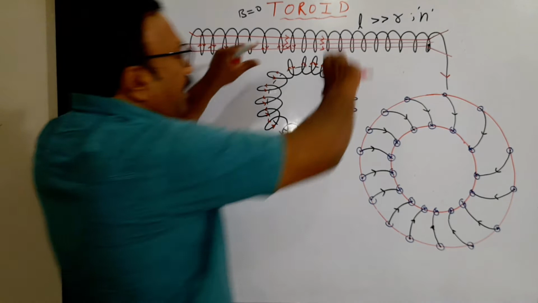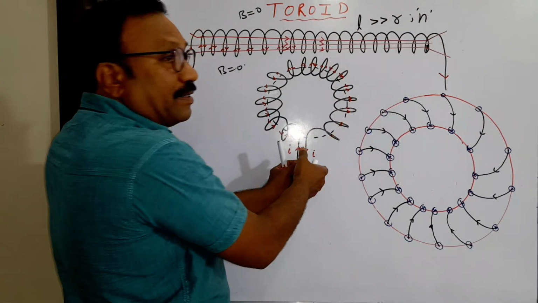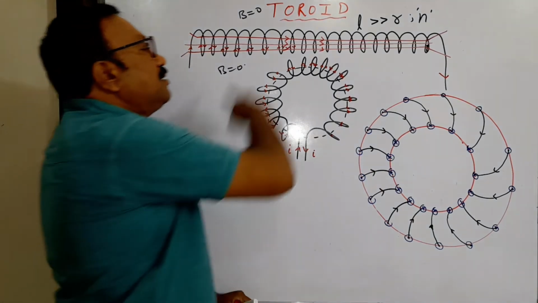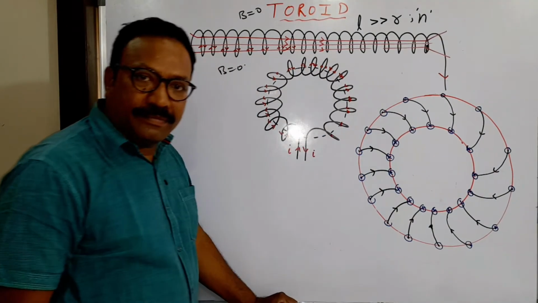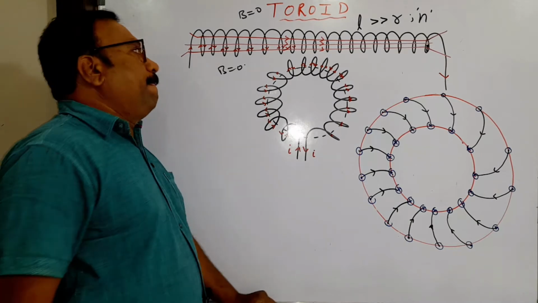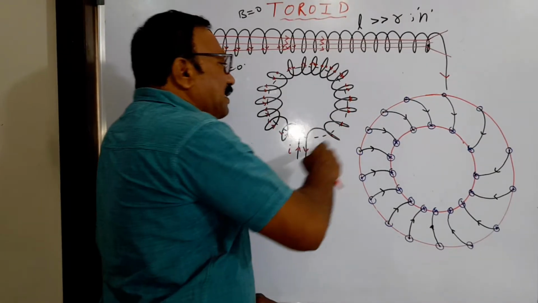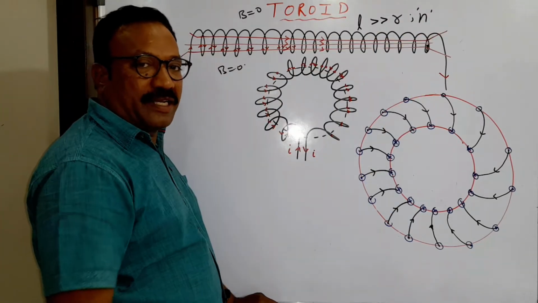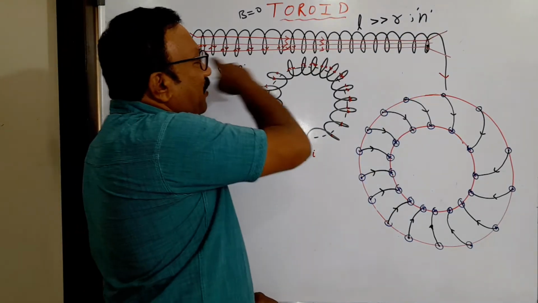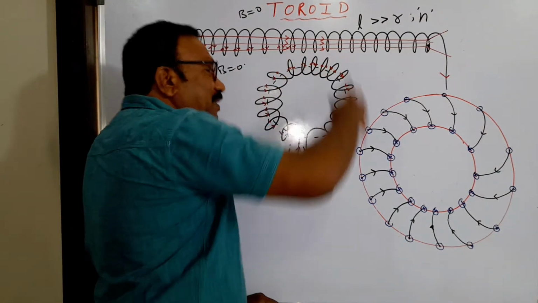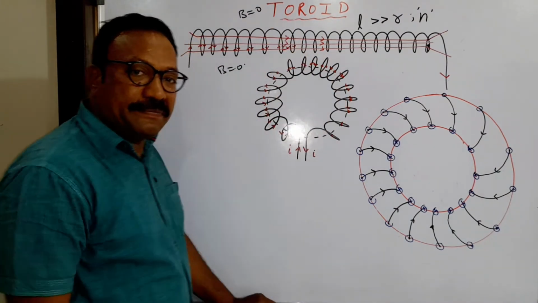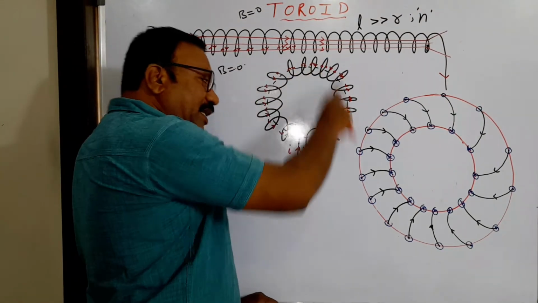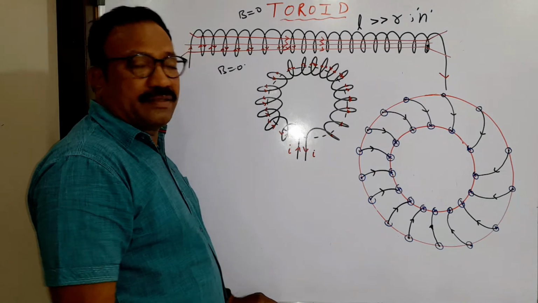Now this solenoid is bent like this and joined. These two ends are joined like this. This is called a toroid. That's it. Now, a toroid is nothing but a circular solenoid. I'm giving the name like that. A solenoid made in the form of a circle is called a toroid. So we are taking an ideal solenoid only, so this is an ideal toroid only. This is the ideal toroid that we are discussing.